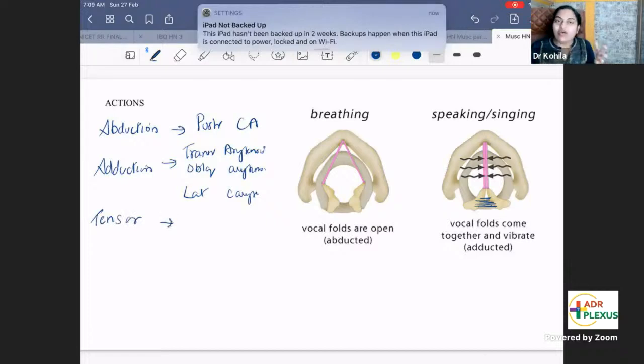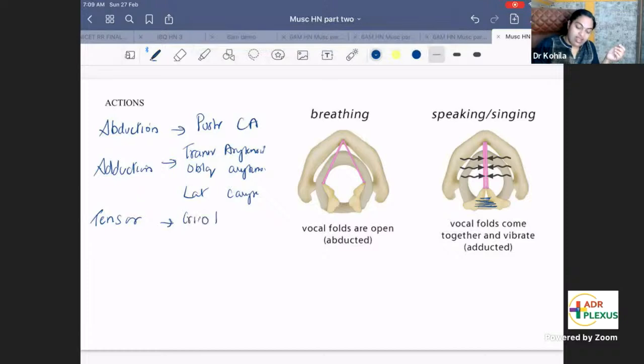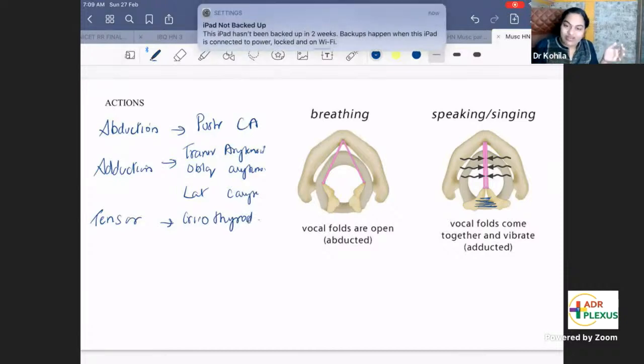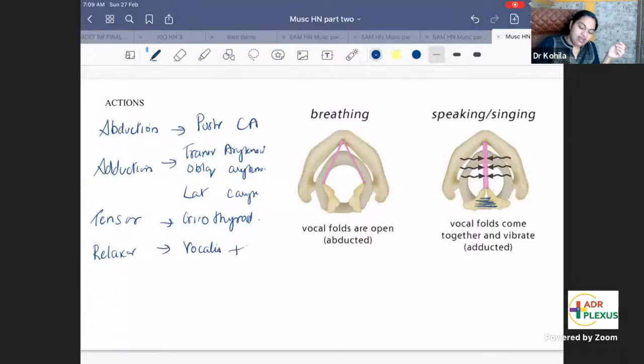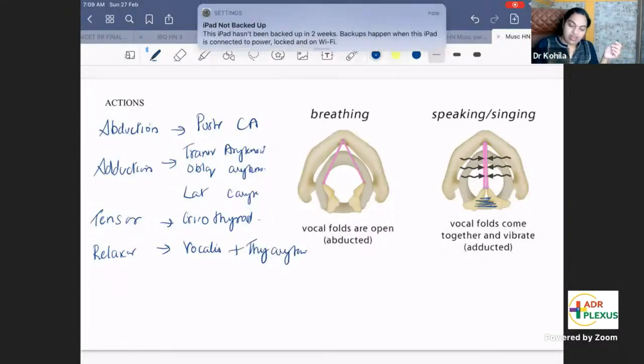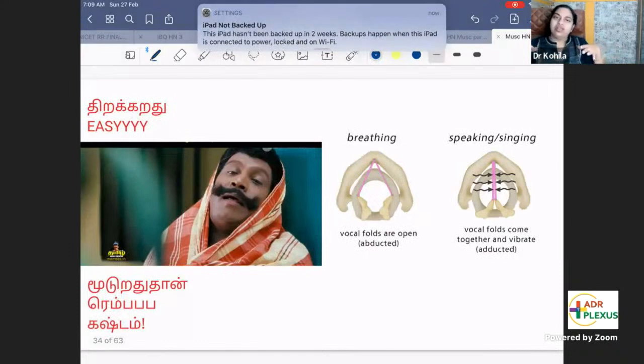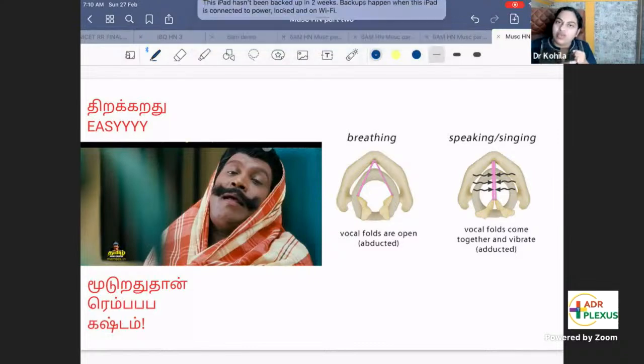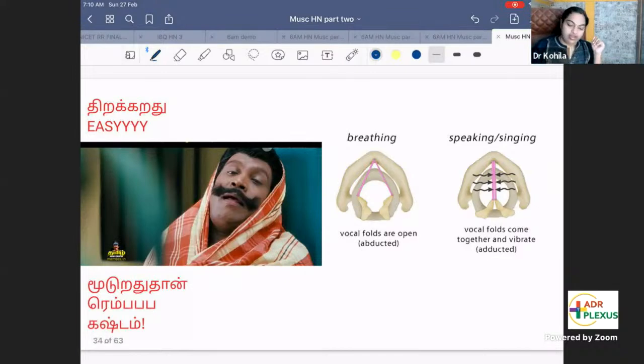Okay, and I'm sure all of you know the answer for this. What is the tensor of the vocal cord? Yes, cricothyroid. Very good, doctor. Yeah, nice. Relaxer of the vocal cord, thyrohyoid. Is that fine? Okay. So abduction, just one muscle. Adduction is by three: transverse arytenoid, oblique arytenoid, and lateral cricoarytenoid.